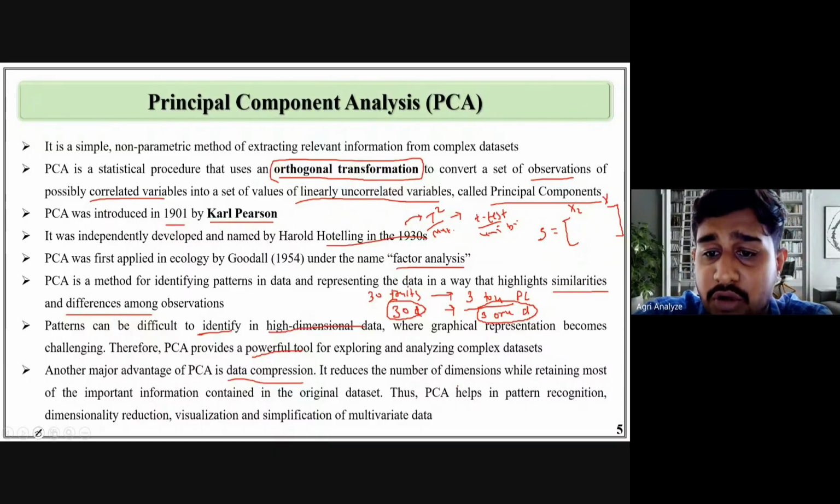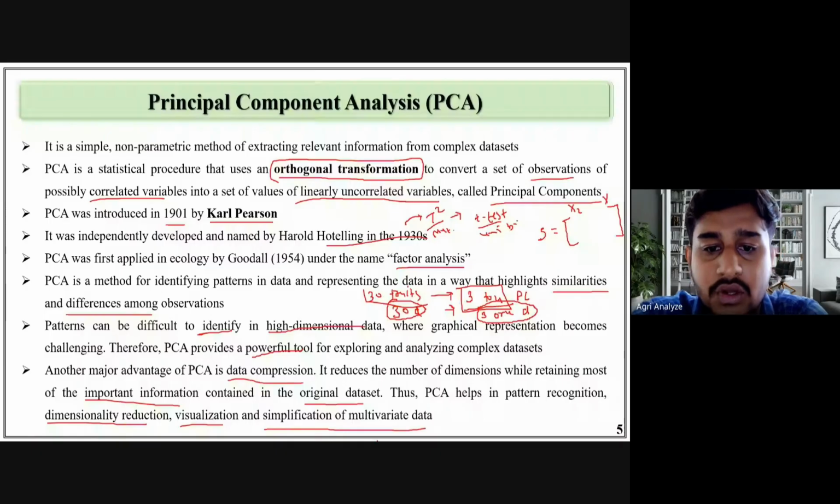It reduces the number of dimensions while retaining most of the important information contained in the original data set. Because our original data shows 30 traits, while after using principal component analysis, only 3 to 4 PCs or 3 to 4 dimensions are used. Thus, PCA helps in pattern recognition, dimensionality reduction, visualization and simplification of multivariate data. Okay.